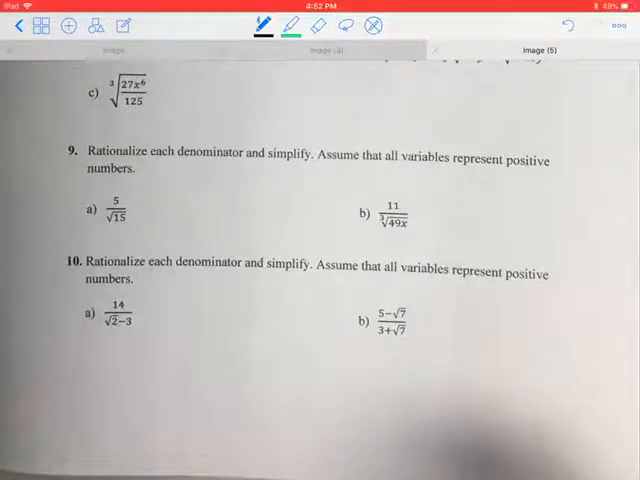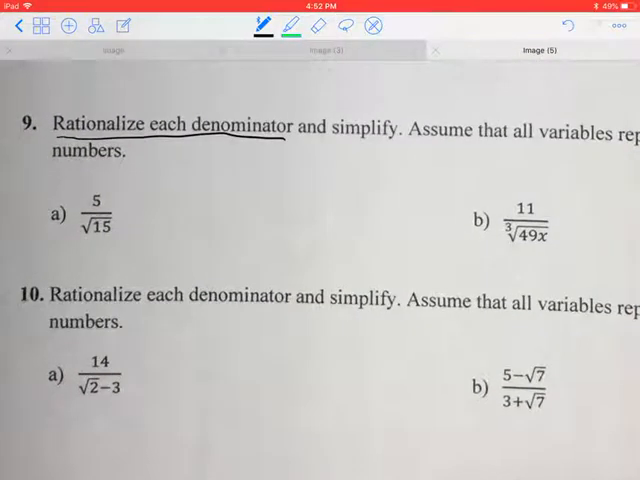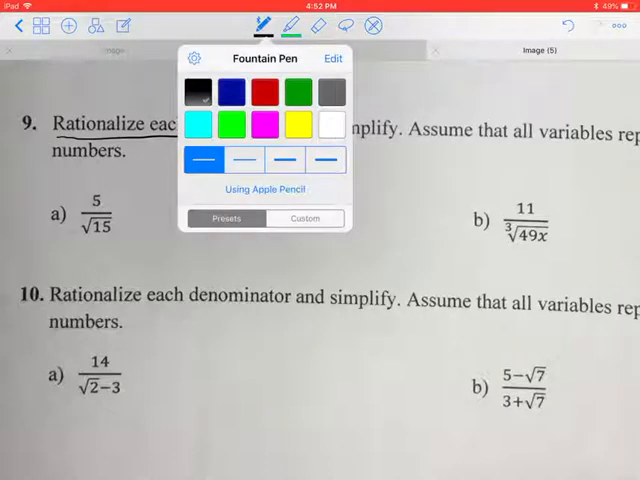All right, we're looking at number 9 and 10 on review 1. So both of these problems deal with rationalizing the denominator. So remember, when we rationalize the denominator, it means we want to get any roots out of the denominator. So if we look at the first question, we are rationalizing with a square root.